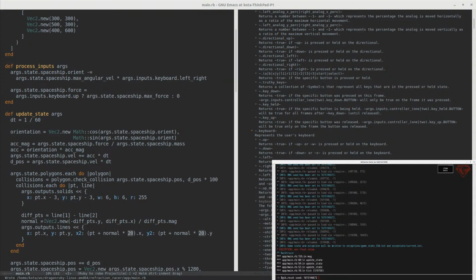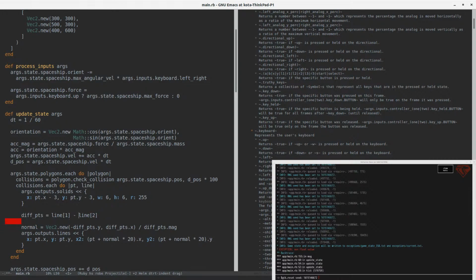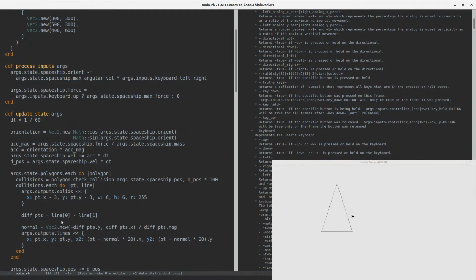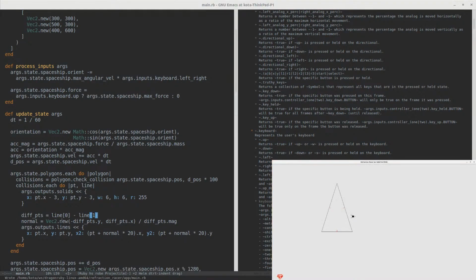Non-float value. Normal update state 60. Diff points dot magnitude. Oh wait, why am I doing? Wow, I tried to one index that. That's pretty bad. I don't know when I've ever tried to do that. Yeah, okay, so now you can see we have the normal points for that.